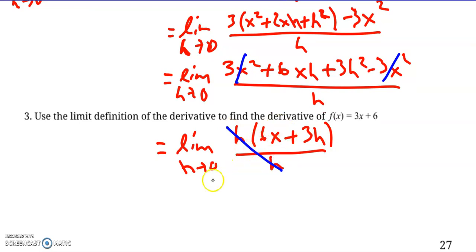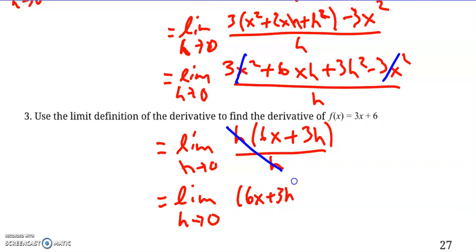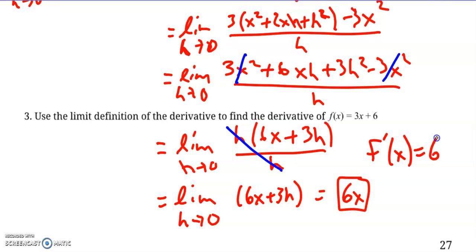Okay, so now we simply are at the point, again, where we substitute in 0 for h, and that will cancel out your 3h term. So your derivative is 6x. So your derivative of your function f would be 6x.